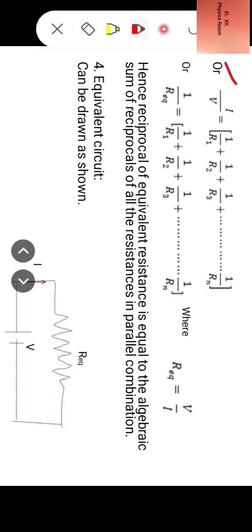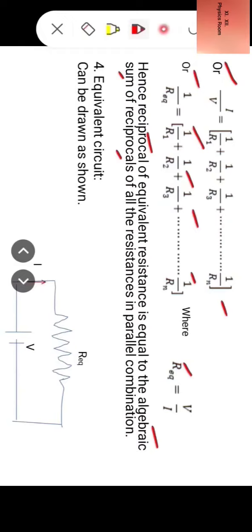Or I by V is equal to 1 by R1 plus 1 by R2 plus 1 by R3 plus so on 1 by Rn, or we can write 1 by R equivalent is equal to 1 by R1 plus 1 by R2 plus 1 by R3 plus so on plus 1 by Rn, where R equivalent is equal to V by I, because 1 by R equivalent is equal to I by V. Hence, the reciprocal of equivalent resistance is equal to the algebraic sum of reciprocals of all the resistances in the parallel combination.